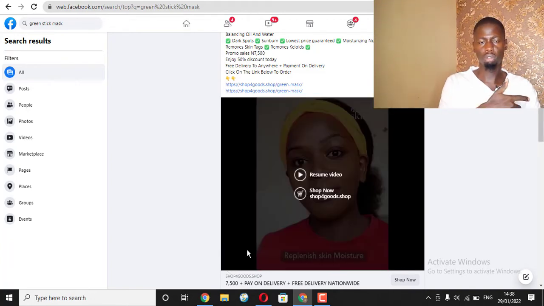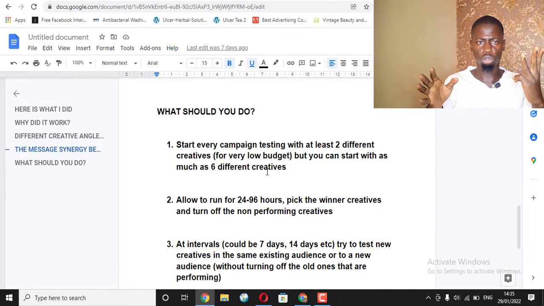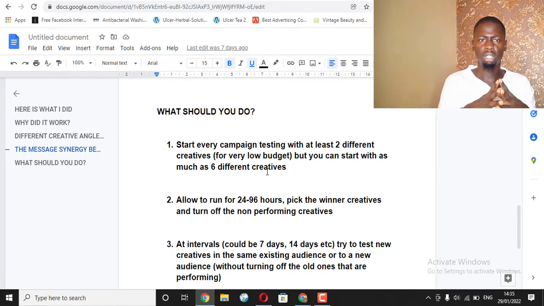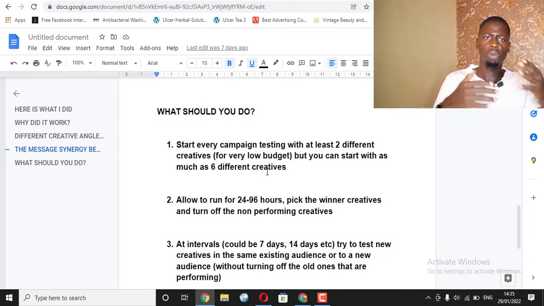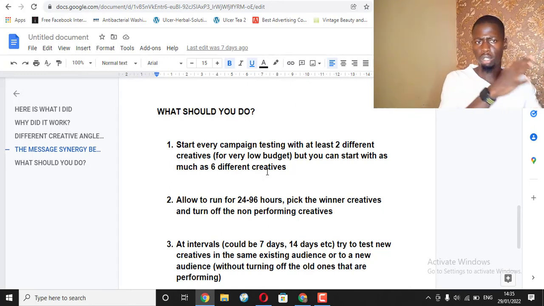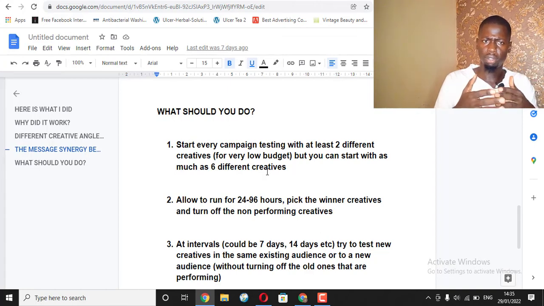So let's dive into the other point. The number 3 thing I want you to do is this. Make sure that at intervals, let's say 7 days, 14 days, 14 days is cool, I think that's the best. But if you have good ads that perform for about a month stretch, you can go ahead and test new creatives after a month, or after 7 days, or after 14 days. You want to check what has happened. So go ahead and check new creatives.